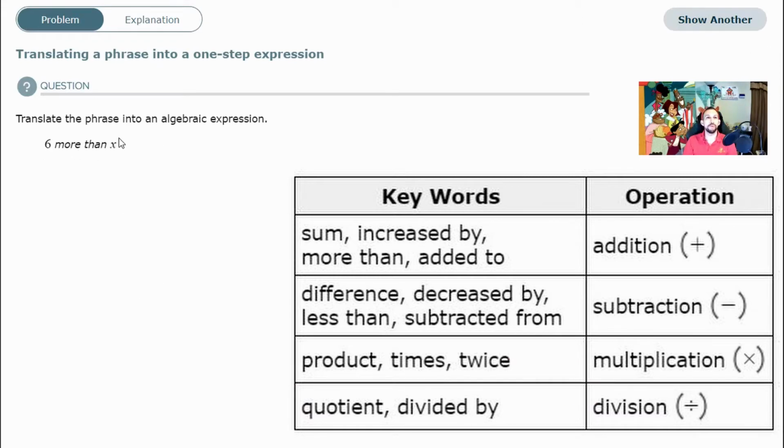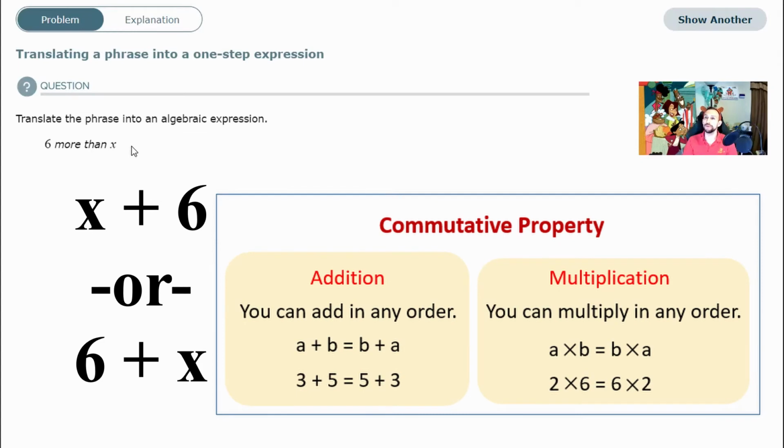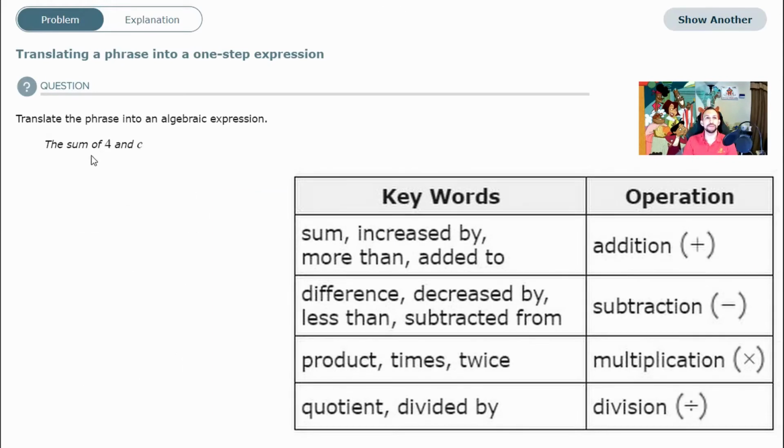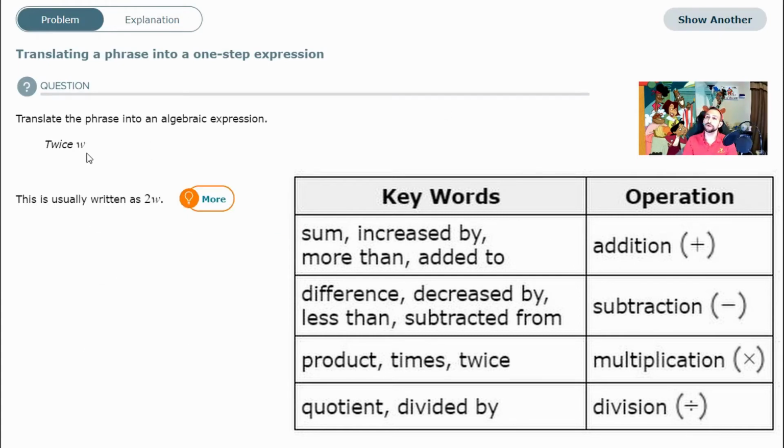Here, 6 more than x, more than implies addition. So we're going to be adding x to 6 or 6 to x. Addition is commutative, so the order isn't important. Either way, we're going to be adding 6 and x. The sum of 4 and c, sum also implies addition, so here 4 plus c. Now if we look at our table, it'll show us that twice implies multiplication, but of course by 2, that's implied by the twice. So 2 times w.